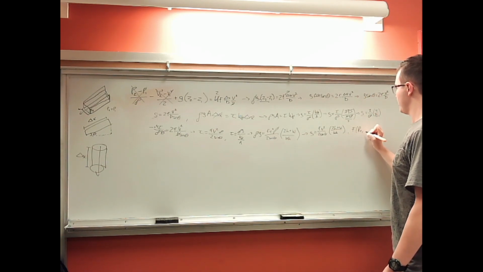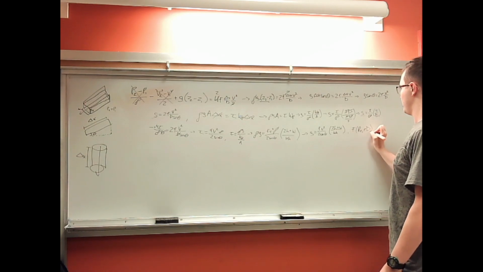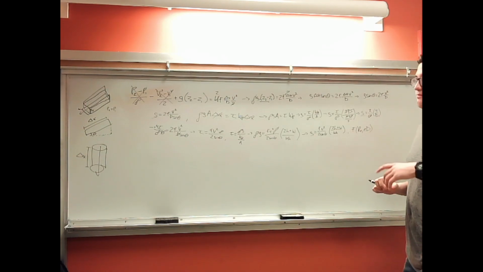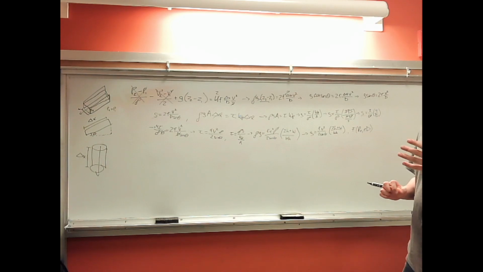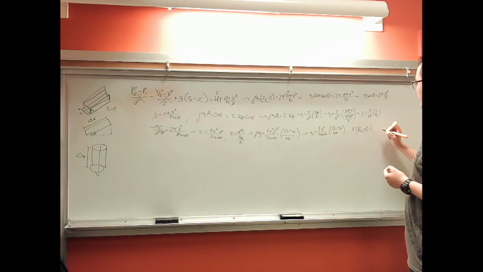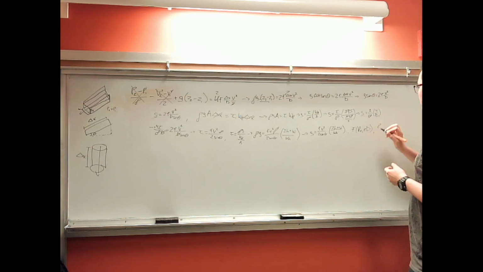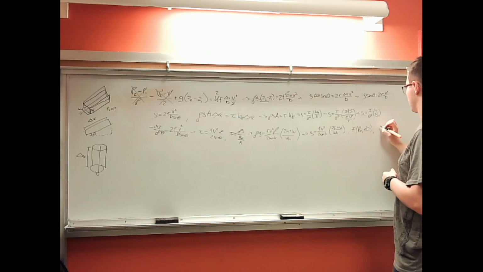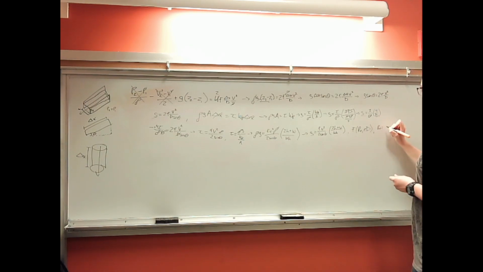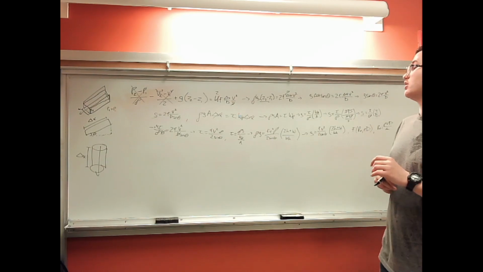This is dependent on the Reynolds number and that e over D constant we calculated earlier. The Reynolds number is rho V D over mu, density times velocity times diameter over viscosity, and we need this d again. We don't have a value for it.